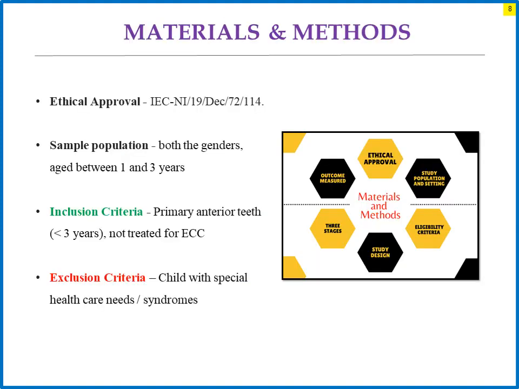To proceed with the study, ethics approval was obtained from our University Institutional Ethics Committee. We calculated the sample size; the population involved children in the age range between 1 and 3 years. Children of both genders were considered for this study if all maxillary and mandibular primary anteriors with at least 2 primary molars were erupted clinically. In addition, children who had not undergone treatment for early childhood caries were considered for inclusion in this study.